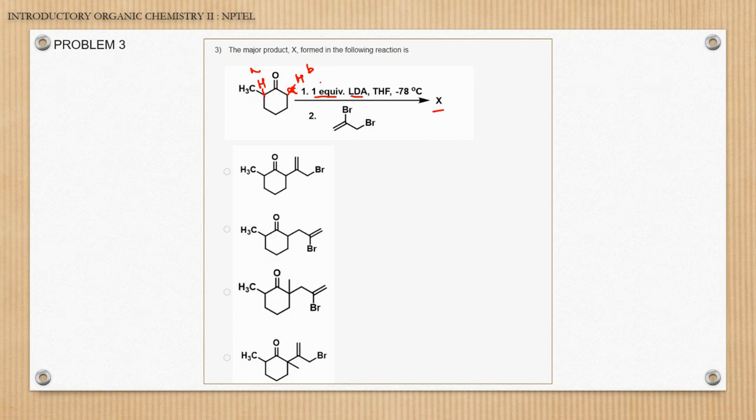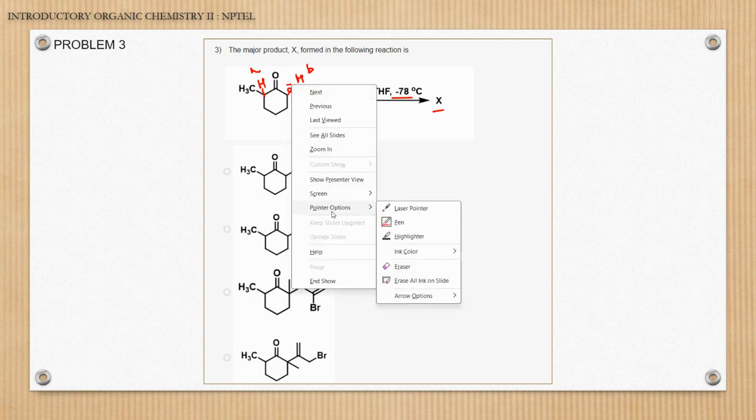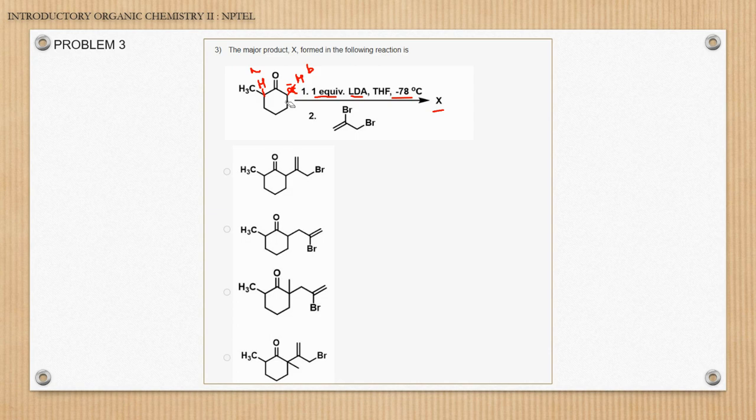See here, what happens at minus 78 degrees centigrade, that is a low temperature. At low temperature, a kinetic enolate is going to be formed rather than the thermodynamic enolate. What is meant by kinetic and thermodynamic enolate? So here, after the anion generation at this position, see what is happening.